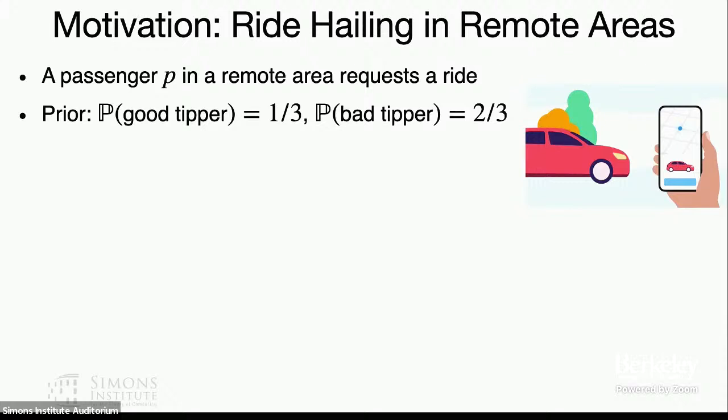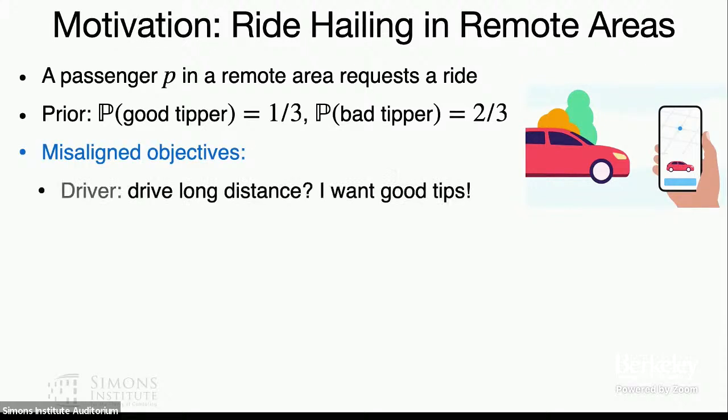This simplified example assumes that the passengers are divided into two types. One type is called good tipper, who are very generous about tipping. And another type is called bad tipper, who are not. We assume that the driver is only willing to come all the way from San Francisco to Berkeley if the passenger is a good tipper.